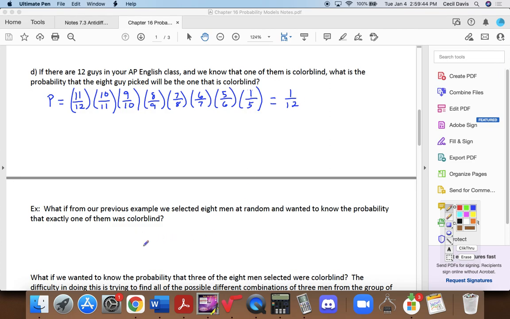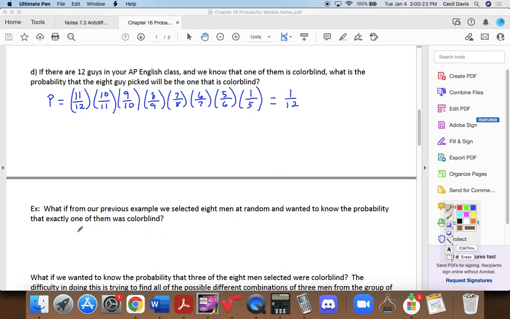So, page 2. What if from our previous example we selected 8 at random and we want to know the probability that exactly one of them was colorblind? Is it not 0.8? No, it is not 0.8. We know exactly one of them's colorblind though, right?